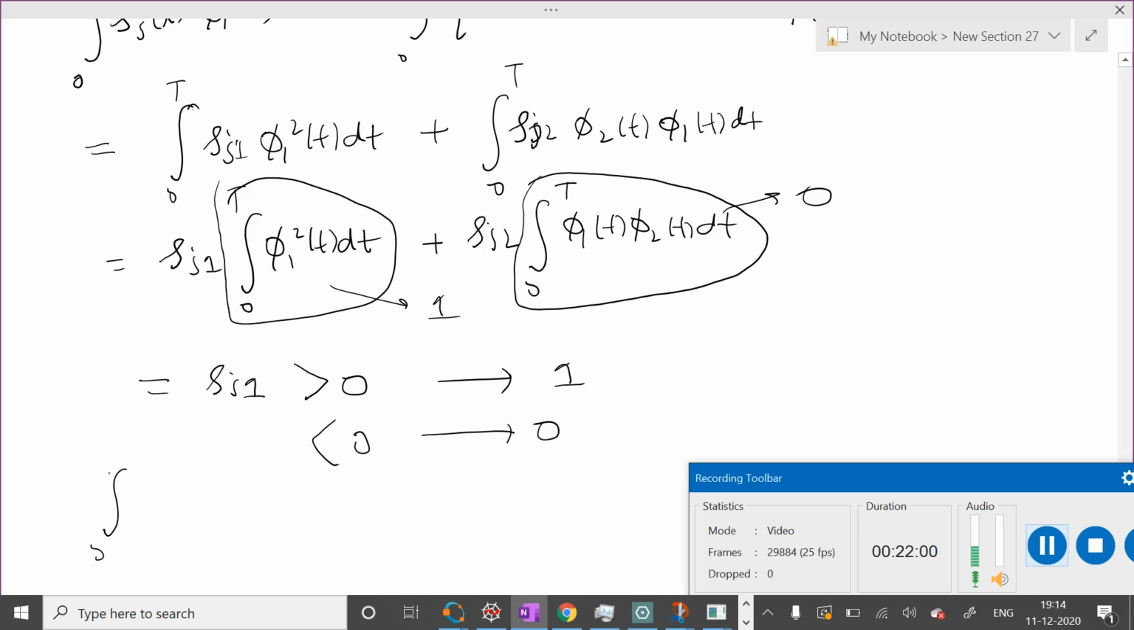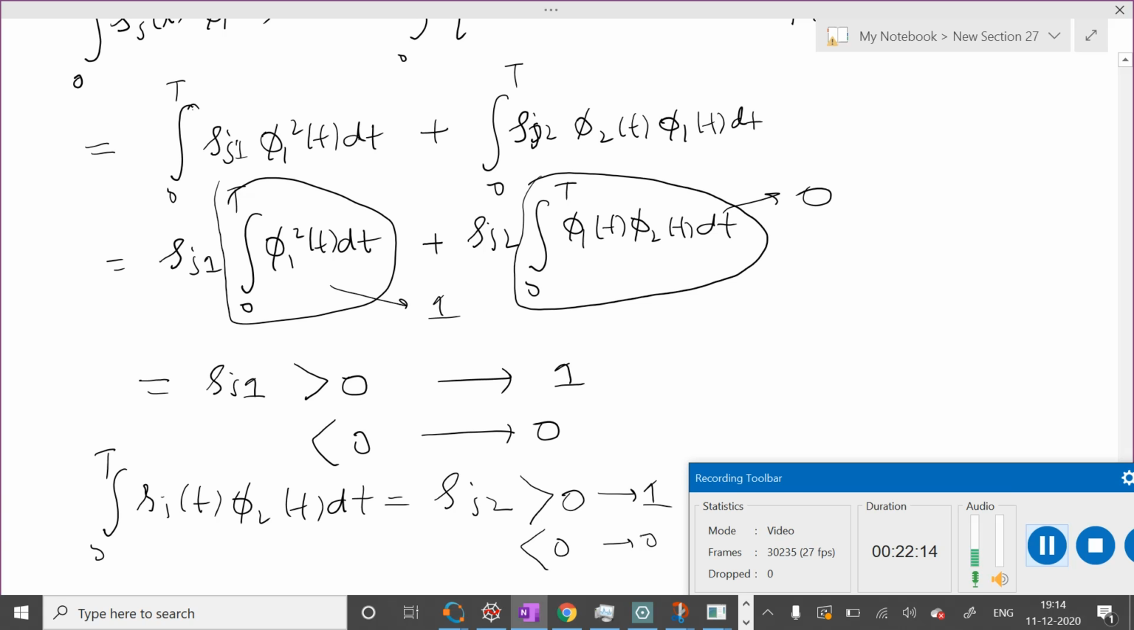Similarly, the integral from 0 to T of si of t phi 2 of t dt, you do the analysis the same way, that will be si2, the second part of the bit. So again, if it is greater than 0, we declare it is binary 1, if less than 0, we declare it is binary 0, right?